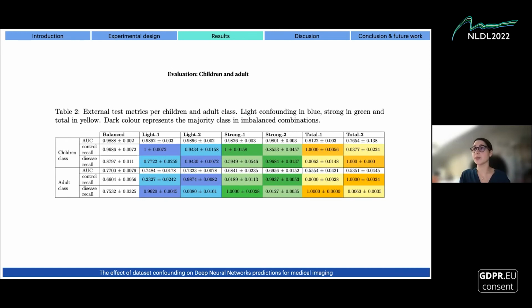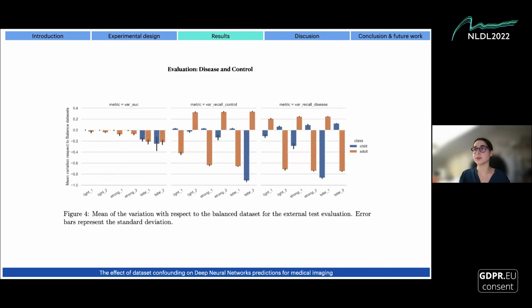So in this table, the dark colors represent that this combination was the majority in the balanced combination, and the light one was the minority. We can observe that in the case of the kids, they do very well for the balance. In case of total confounding, as we saw before, it fails totally for the unseen class. But then in light and strong, we observe that the children class presents less drop in comparison to the adult class. This explains why before we saw such big oscillations.